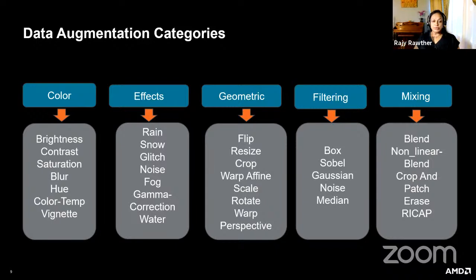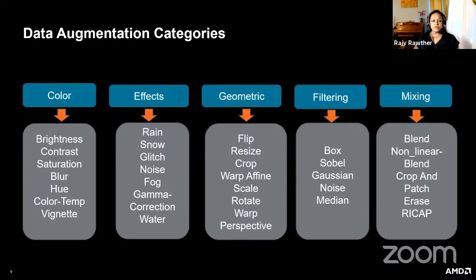And then you can add a bunch of effects into your data set by doing effects augmentation. Some of them are rain, snow, glitch, noise, adding noise to your images, gamma correction, and making your images look like they are from water. So that's called water augmentation.